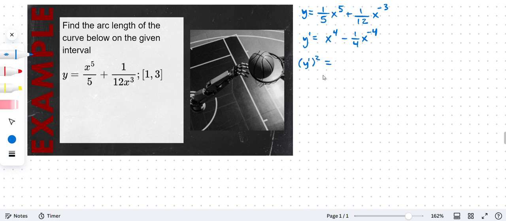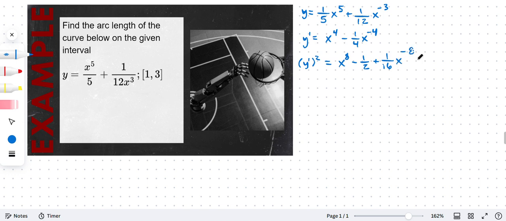So if we go ahead and square that, we're going to get x to the fourth times x to the fourth is x to the 8th. And then we would have x to the fourth times -1/4 x to the -4th. So our fourth and -4th powers are going to cancel each other out. So we're going to get x to the 0, which is just 1. So we're subtracting 1/4. And then when we do it the other way, we're going to get another -1/4. So that'll be a -1/2. And then plus 1 over 16 x to the -8.